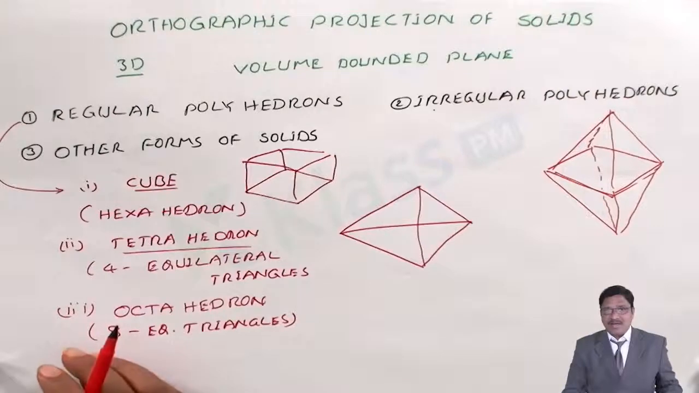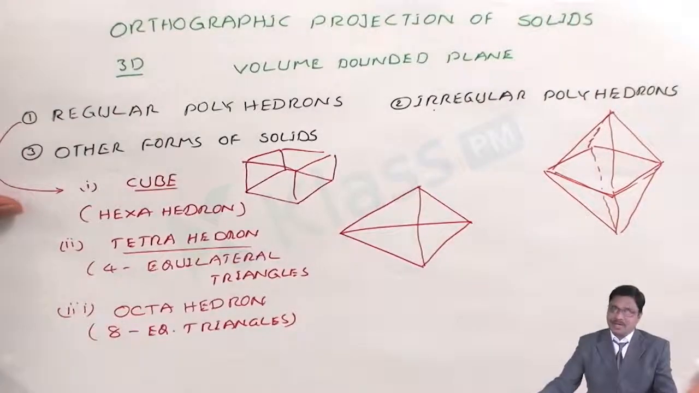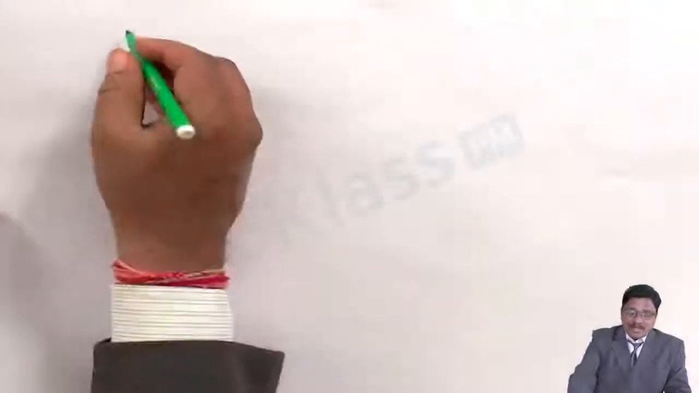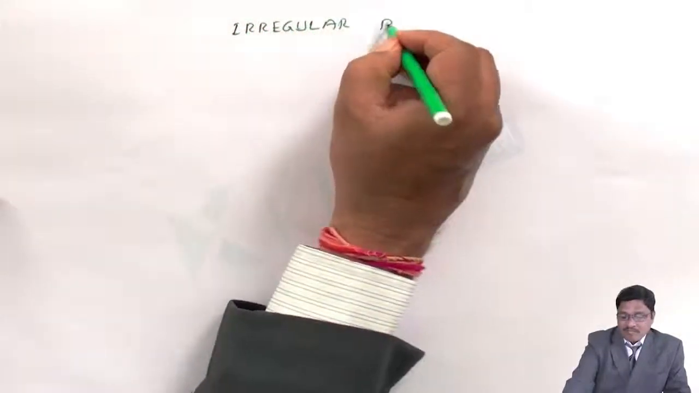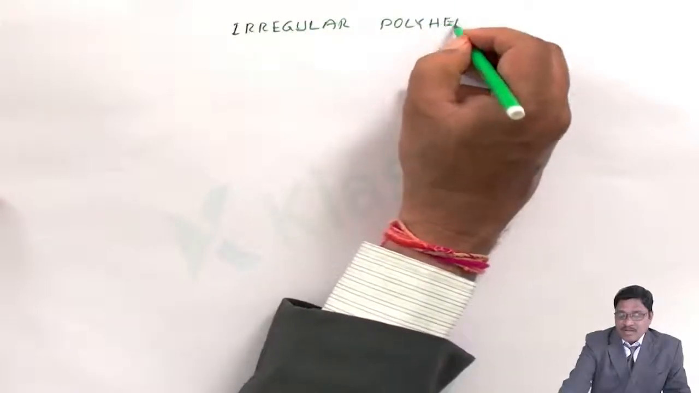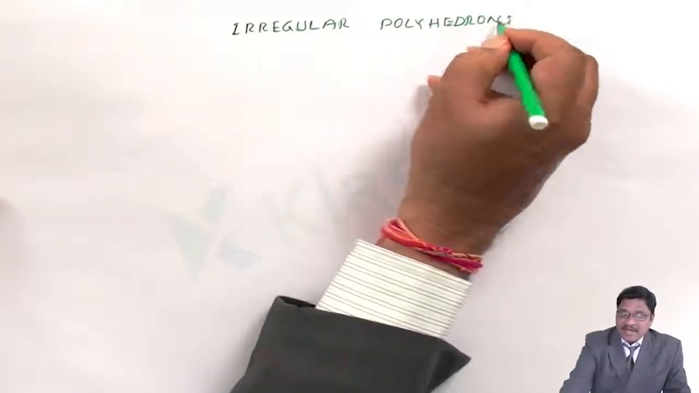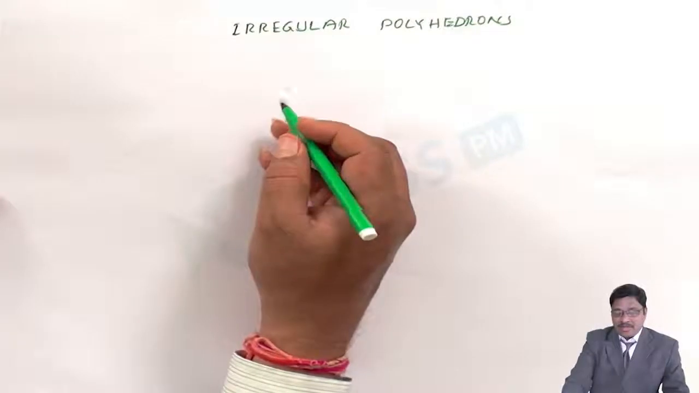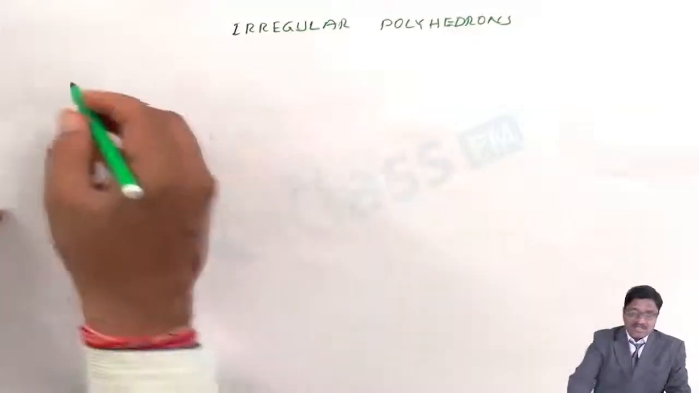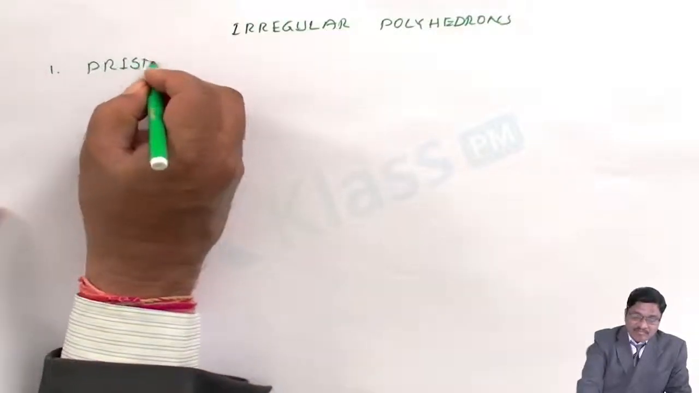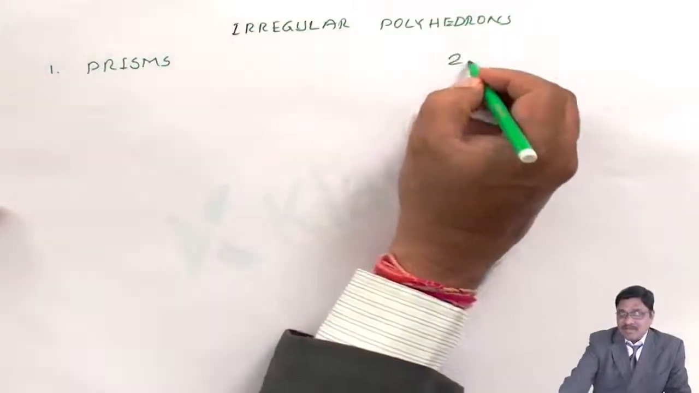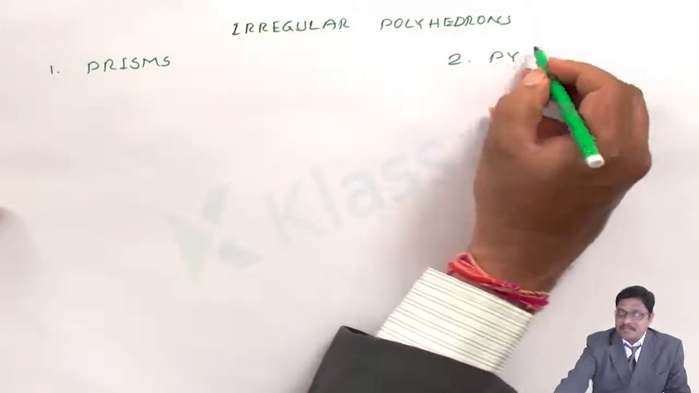So this one is with respect to the regular. Coming to the irregular: irregular means again it is a volume bounded by a polyhedron itself, but what difference can you find? Let me discuss the irregular polyhedrons. In the irregular polyhedron again we have sub-classification. One is the prisms, and the second one is the pyramids.